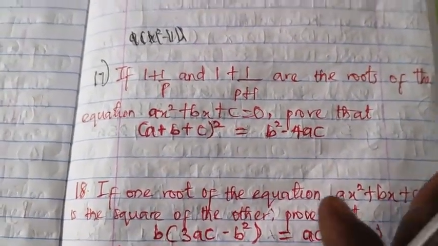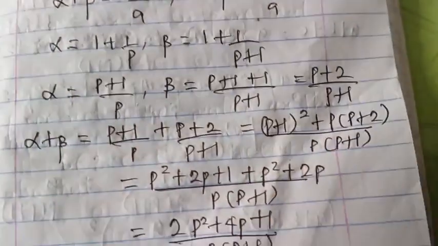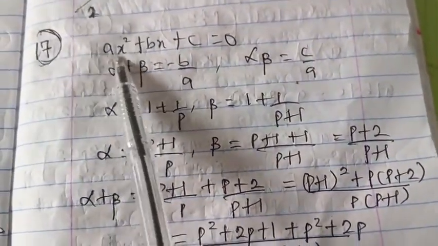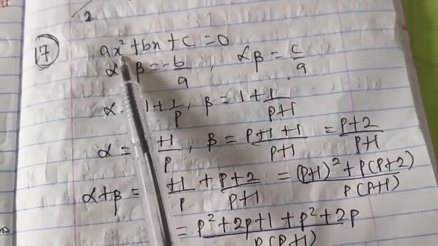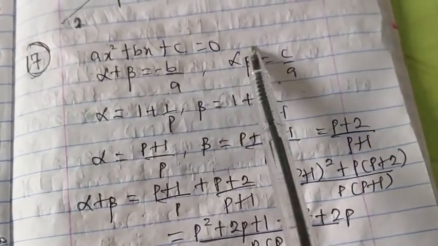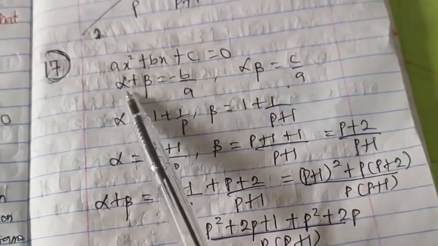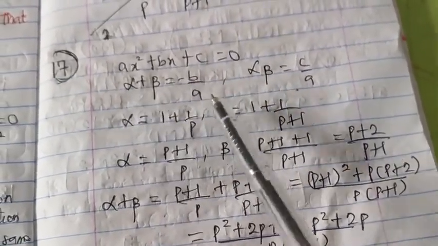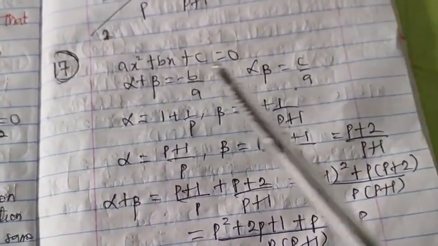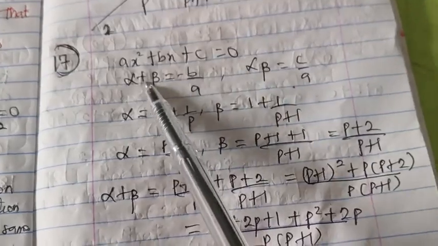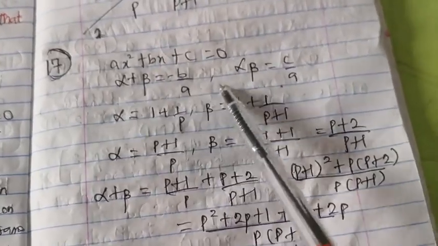How do we prove that? Let's start. This is the question we are given: ax squared plus bx plus c equals 0. Normally, given a standard equation, if alpha and beta are the roots, the sum is what? Minus b over a, and the product is what?